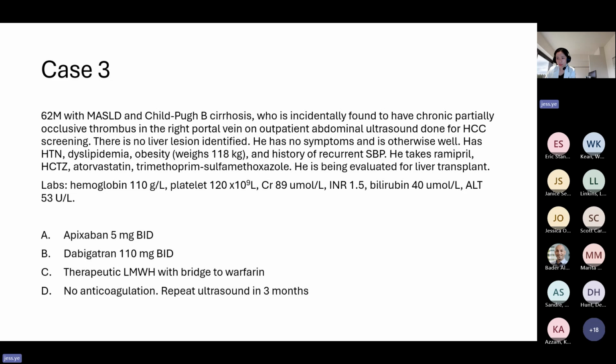Would you offer anticoagulation for this patient? If so, what agent would you use? A, apixaban 5 milligram twice a day. B, the reduced dose of dabigatran of 110 milligram twice a day. C, therapeutic low molecular weight heparin with bridge to warfarin. D, no anticoagulation, repeat ultrasound in 3 months.